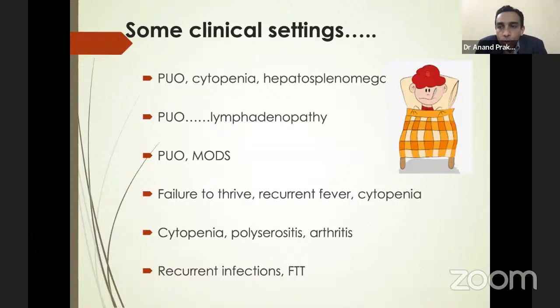But what we are actually faced with is the simple general pediatrician, pediatric intensivist, challenging clinical settings. I've listed some of them: PO with cytopenia and hepatosplenomegaly, PO with lymphadenopathy, sometimes very sick children who come into the ICU already in multi-organ dysfunction, sometimes children who are in the ward who are a little more stable, but who have worrying symptoms of cytopenia, failure to thrive, recurrent infections. Some of them who come in with arthritis and truly have a leukemia. Some of them who come in with polyserositis and truly have a lymphoma. And of course, the immune deficiencies, which come in with recurrent infection and failure to thrive.